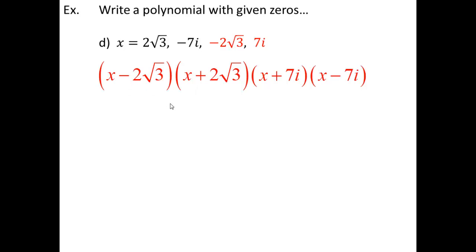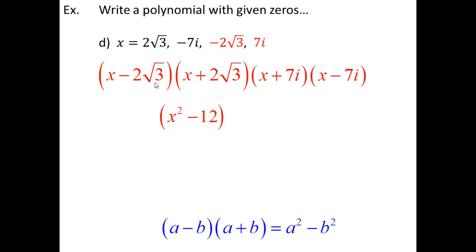So notice the first pair are real number conjugates, so I'm going to use my difference of squares shortcut formula. So it's just going to be x squared minus 2 root 3 squared. So when I do 2 root 3 squared, it's really 2 squared, which is 4, root 3 squared, which is 3, 4 times 3 is 12. So 2 root 3 squared is just 12.